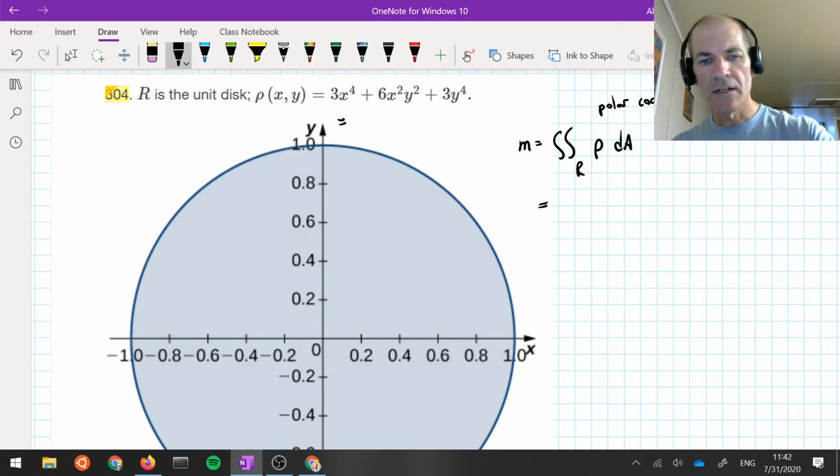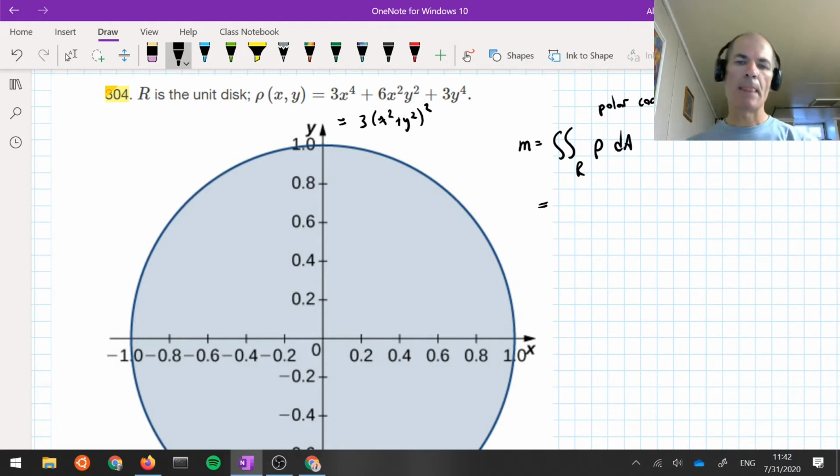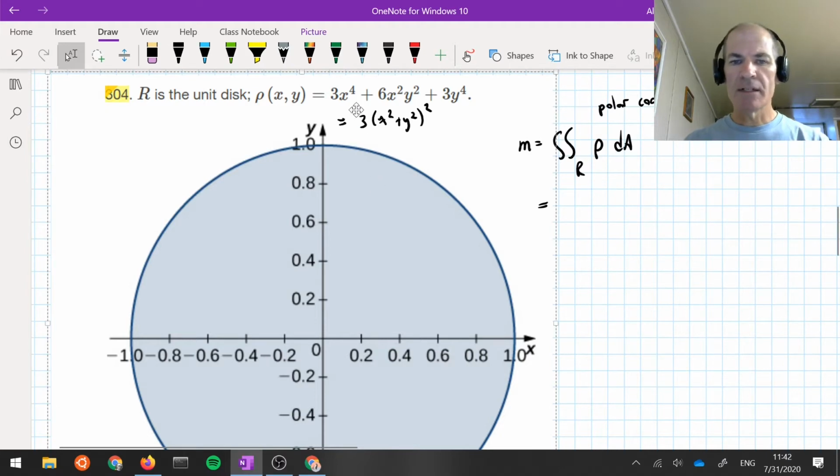I also note here that this is actually 3 times the quantity x squared plus y squared quantity squared. What tips me off? Well, I see this x to the 4th and y to the 4th out here, and then I see this cross term x squared y squared. The constants, I just factored out of 3, so I had x to the 4th plus 2x squared y squared plus y to the 4th, and hopefully that's going to jump out at you as being this perfect square.